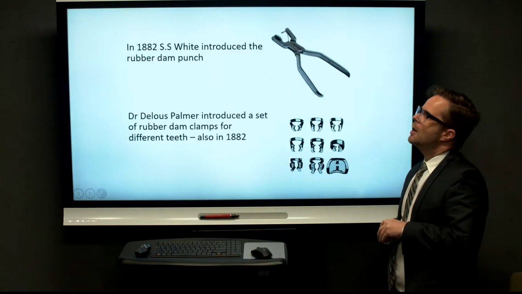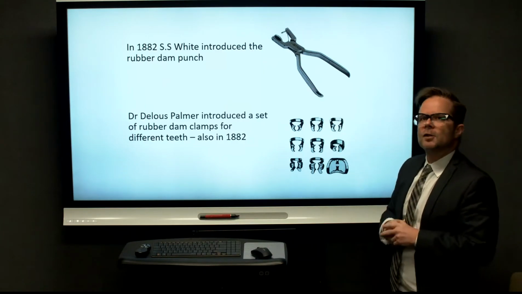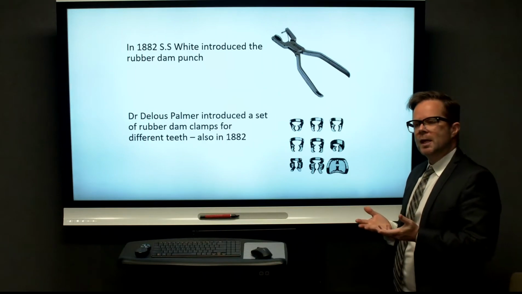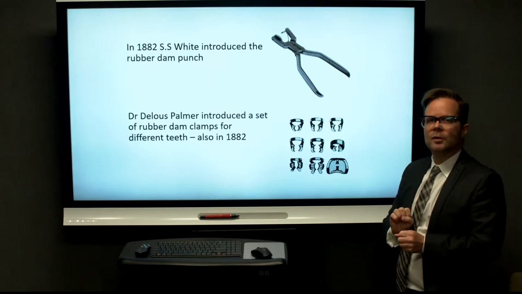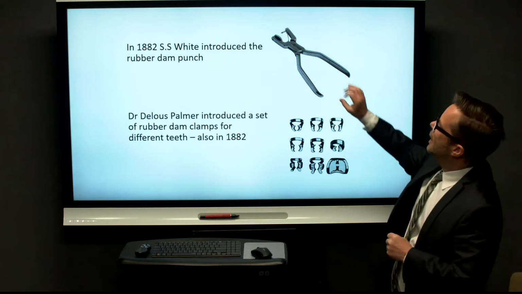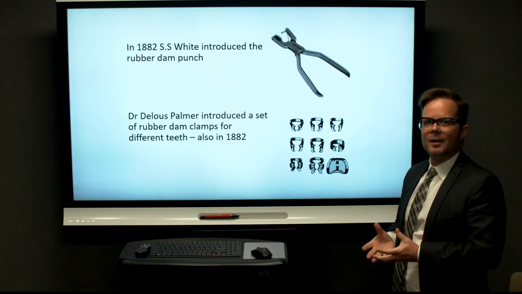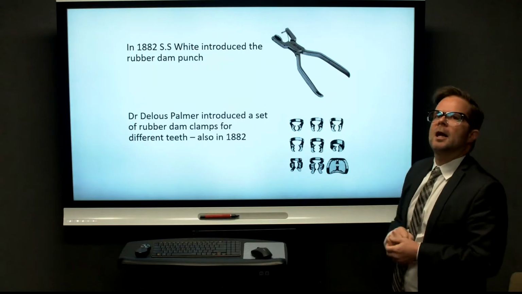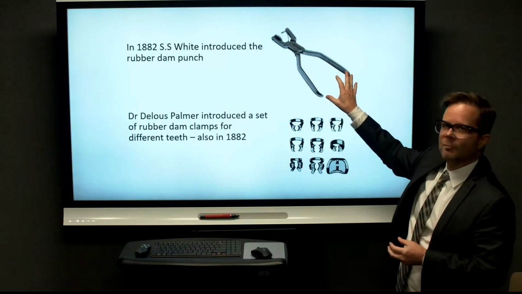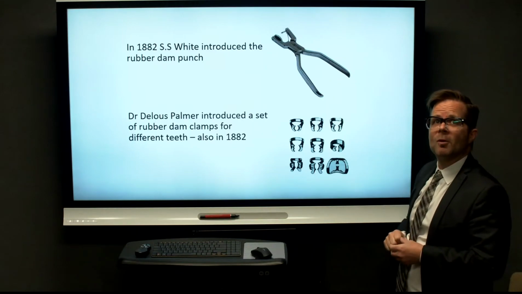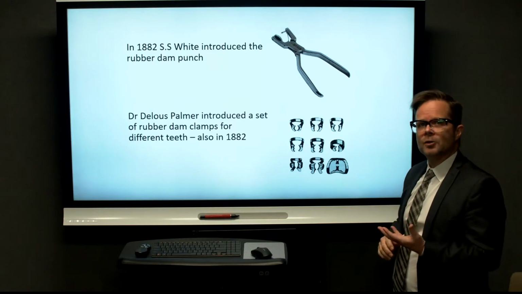Now, at around the same time, Dr. White introduced the Rubber Dam punch. So the Rubber Dam was introduced as a barrier that could be used to stretch over the teeth to isolate the tooth from the mouth. A little bit later, someone said, well, we need an effective way to put holes in the dam without tearing the dam, and so Dr. White created this Rubber Dam punch, and you'll be using this Rubber Dam punch, which is very, very similar to the one that Dr. White introduced some time ago. You'll be using that to punch holes in the dam.